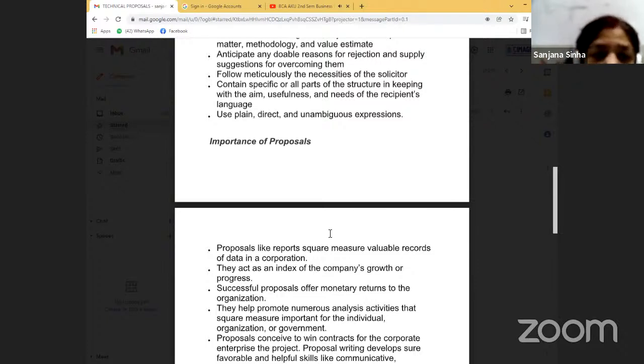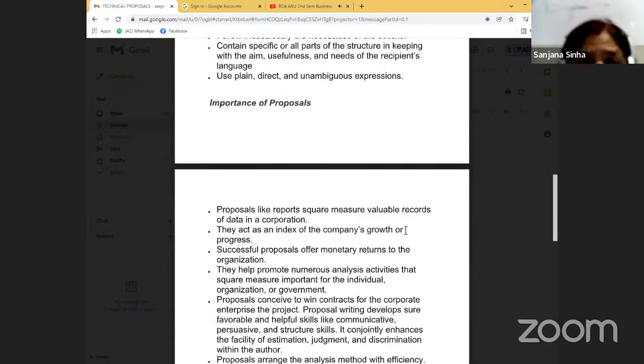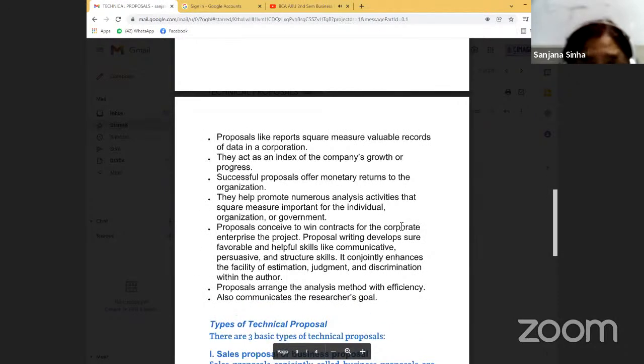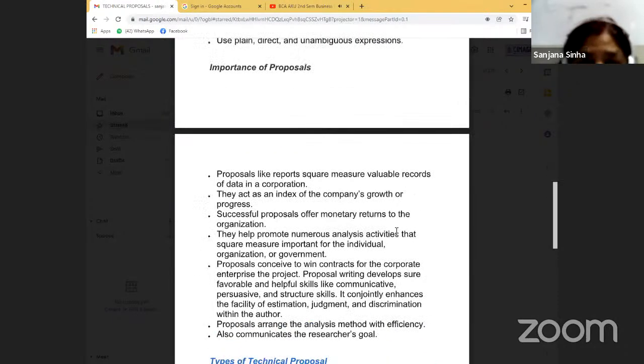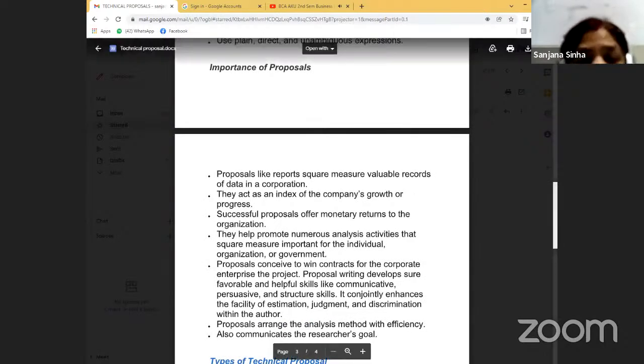So importance of proposal. What is the importance? What are the principles of proposal? Characteristics आप जान ली. Importance क्या है? Proposals are like reports, square measures, valuable records, or data of incorporation. That is why it is important. It is important for you. It is important for the company. It is important for the person you are writing to.